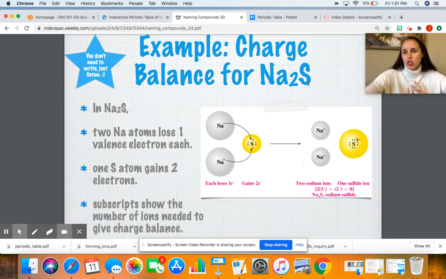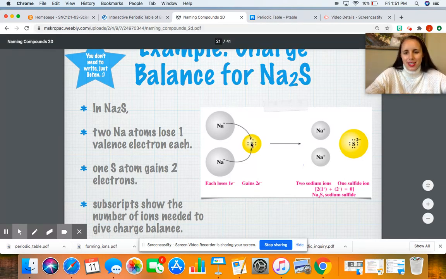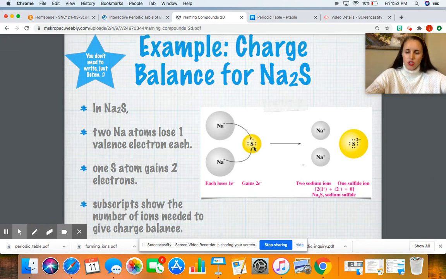All right, so let's talk about this charge balance to make sure that you really understand. So if we're looking at sodium and sulfur, sulfur is going to have 6 valence electrons. Sodium has 1 valence electron. So sulfur is looking to gain 2 electrons. Since sulfur is looking to gain 2 electrons and sodium only has 1, I must have 2 sodiums in order to donate those 2 electrons. That means I have 2 positives and I have 1 charge of 2 negative.